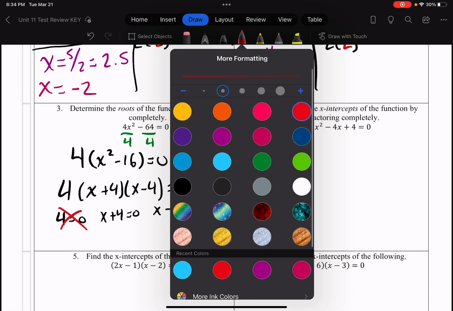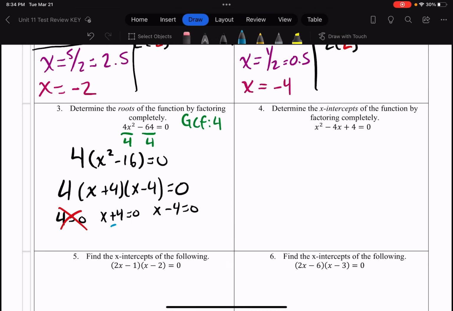Now my other two factors. I've got x plus 4 equals 0, so I'm going to subtract 4 on both sides. And that'll give me my first root of x equals negative 4. Then I've got x minus 4 equals 0, so I'm going to add 4 to both sides. And that gives me my second root of x equals positive 4. So those are the two roots there.